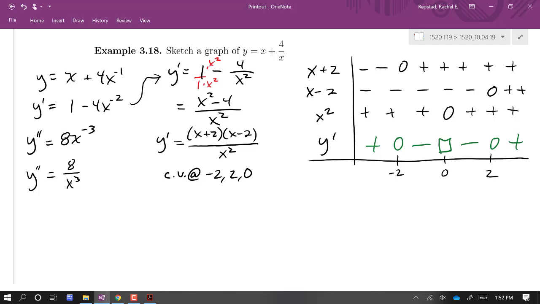Where is the second derivative equal to 0? Well, it's undefined when x is 0. So other than that, nowhere, because 8 is not equal to 0, right? So y double prime is never 0. What does that tell us about the graph? No inflection points.